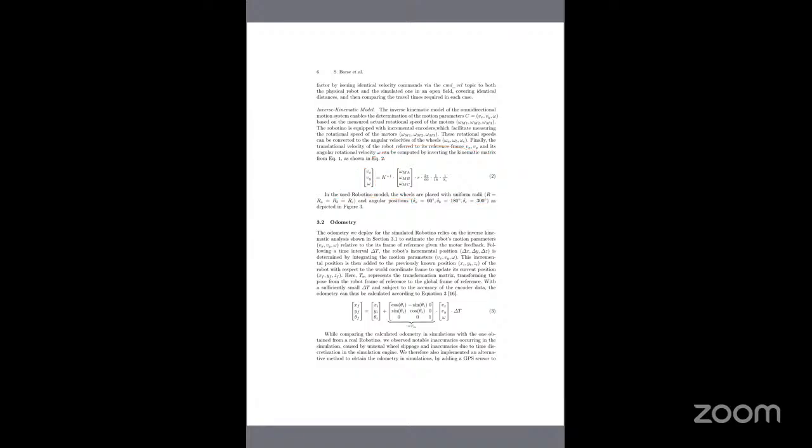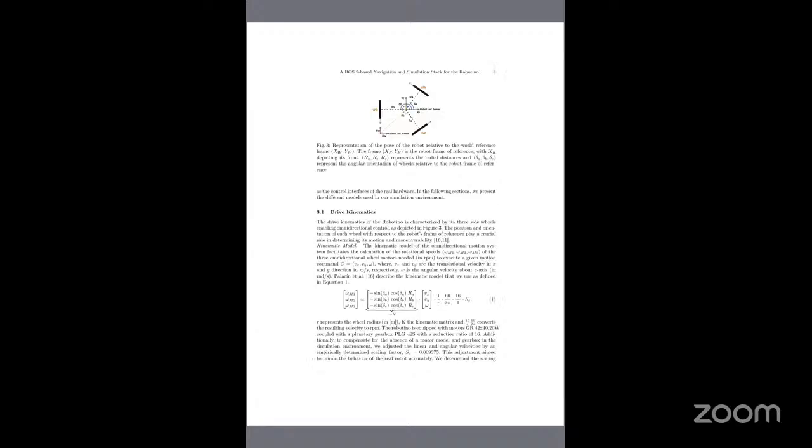From the image, you can see we have three wheels, right? So these three wheels, and this is the robot center, right? And these three wheels are at the same distance from the robot center. That means RA is equal to RB is equal to RC. And the wheel orientation: wheel A 60 degrees, wheel B 180 degrees, and wheel C 300 degrees. This is the standard configuration of the Robotino.